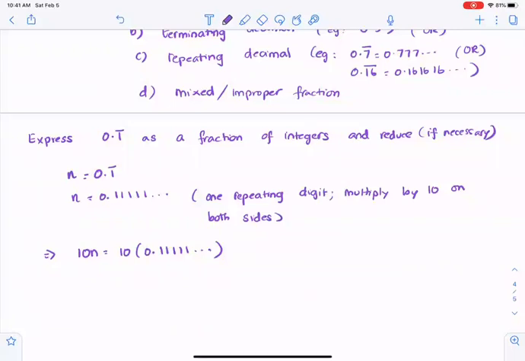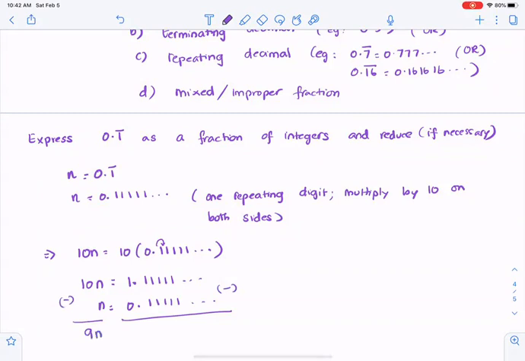If you multiply a decimal by 10, the decimal moves to the right by one place, so we would end up having 1.11111. It will keep on. So 10n is 1.11111, keeps on going. And I know from earlier that n is 0.11111. I'm going to subtract on both sides.